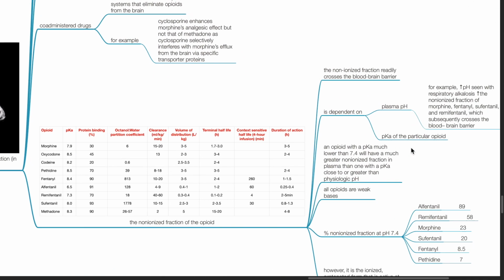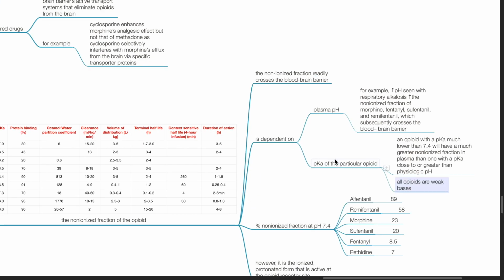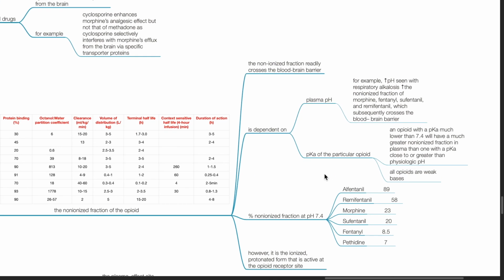The non-ionized fraction of the opioid readily crosses the blood-brain barrier. It is dependent on plasma pH. For example, increased pH seen with respiratory alkalosis increases the non-ionized fraction of morphine, fentanyl, sufentanil, and remifentanil, which subsequently crosses the blood-brain barrier, and the pKa of the particular opioid. An opioid with a pKa much lower than 7.4 will have a much greater non-ionized fraction in the plasma than one with a pKa close to or greater than physiologic pH.